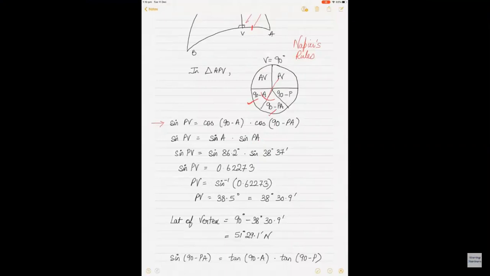90 minus PV is equal to sine PA, so we get sine A, sine PA. Cos 90 minus A is also equal to PV, or sine A is also equal to cos 90 minus PA, or 38.5 degrees. Since we need to find PV, just follow my prompts here as I have shown from here in the calculator.